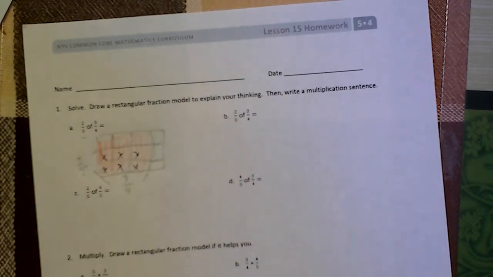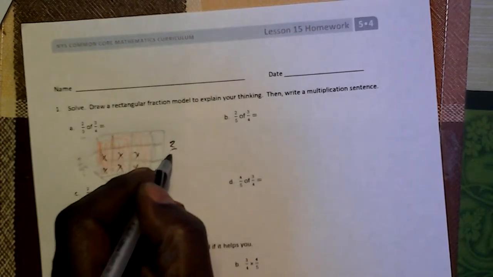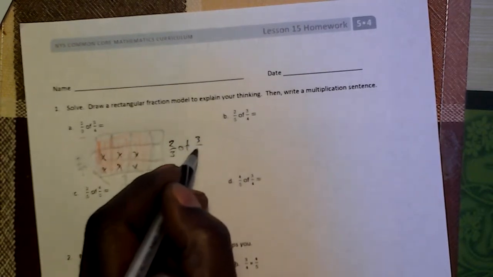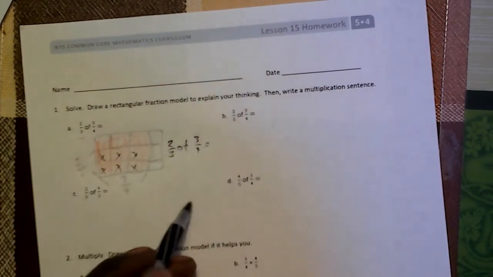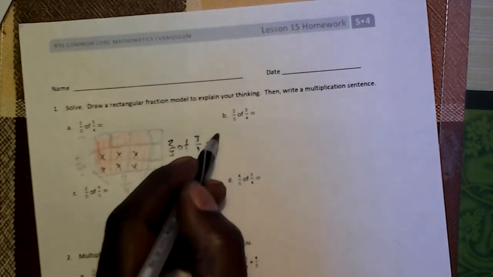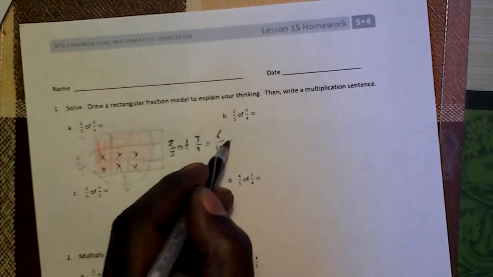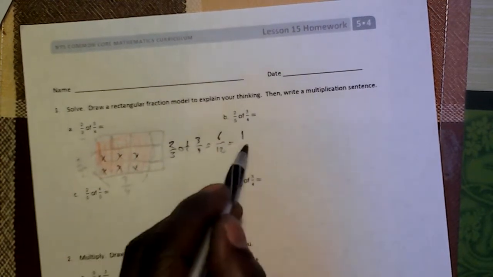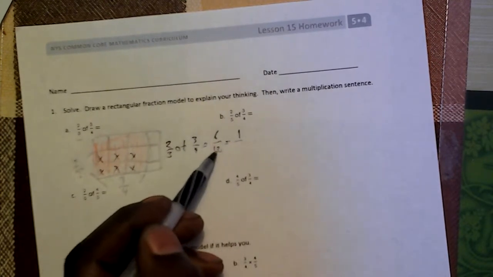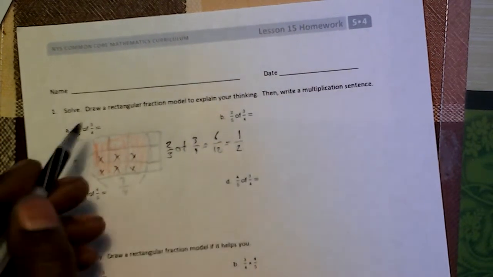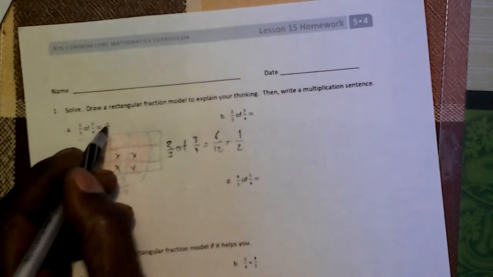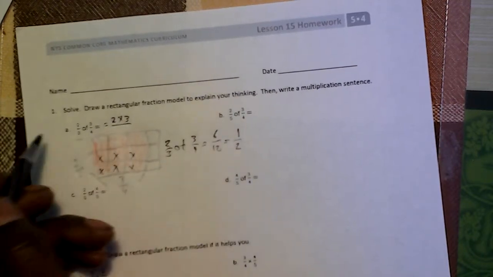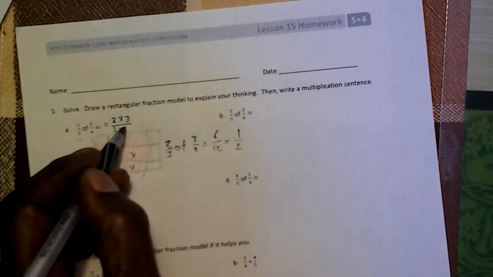So that means 2/3 of 3/4 equals 6/12, or equals what? 6 goes into 6 one time, and 12 divided by 6 is 2. So we can do our sentences. That equals 2 times 3 over 3 times 4.